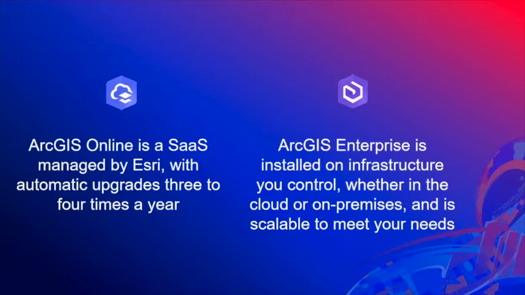On the other hand, you have ArcGIS Enterprise, which is Esri's software option. Installed on an infrastructure that you control. And that could be in the cloud, whether it's private or public cloud. It can be on premises. It can be in AWS, Azure, or Google Cloud, or on a tower in your office. You decide what to deploy it on.